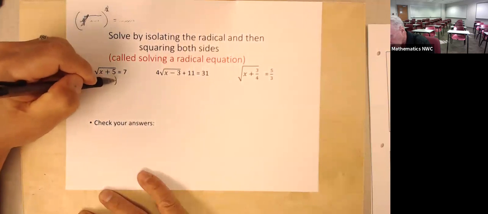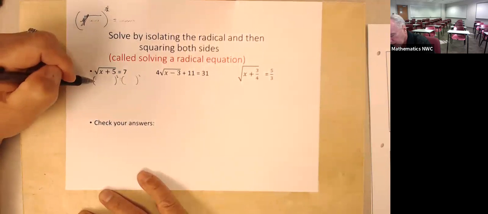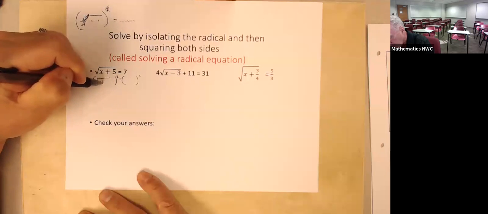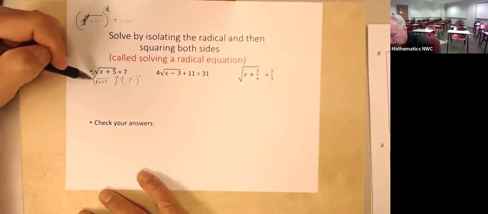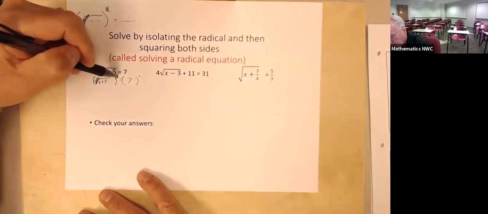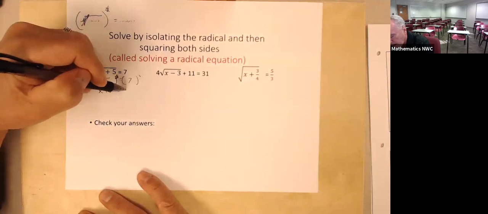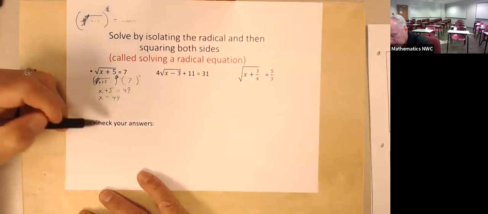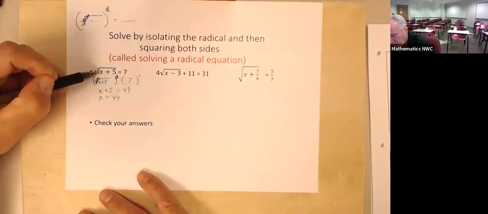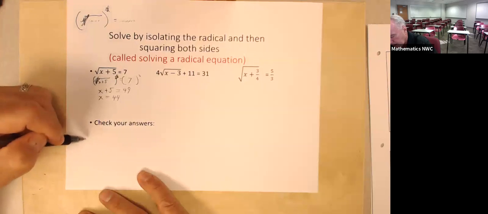So my first step is to square both sides. As I mentioned up here, the radical and the squared cancel, and you're left with x plus 5. 7 squared is 49 on this side. Bring the 5 across and I get 44. Need to check my answer though. Plug 44 in. 44 plus 5 is 49. Square root of 49 is 7. It will check out.